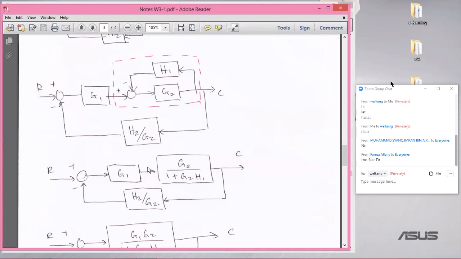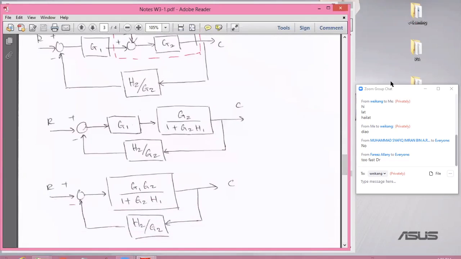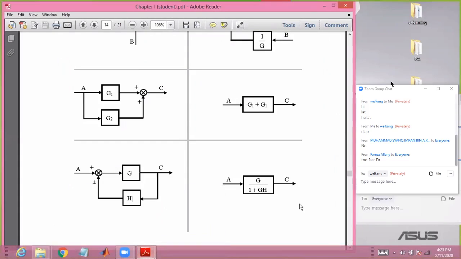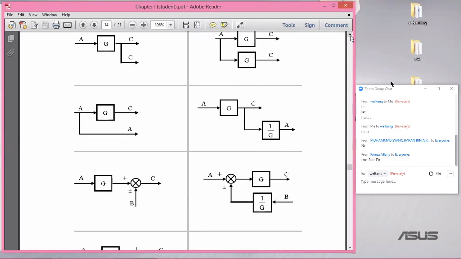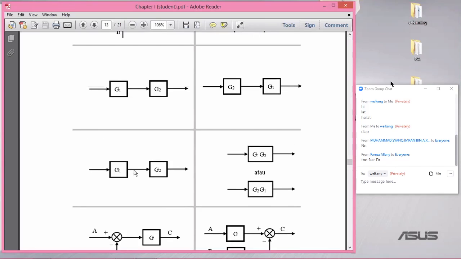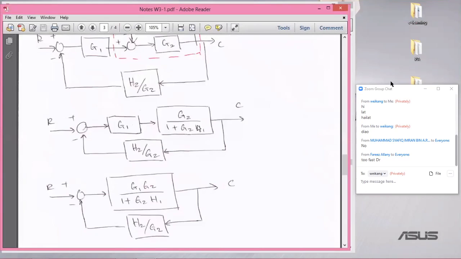Now you have two blocks in series. Let's go back to the table. Where is two blocks in series? There. So two blocks in series, you can just multiply the two blocks together. So we can simply multiply G1 with G2 divided by 1 plus G2H1, so you get that.